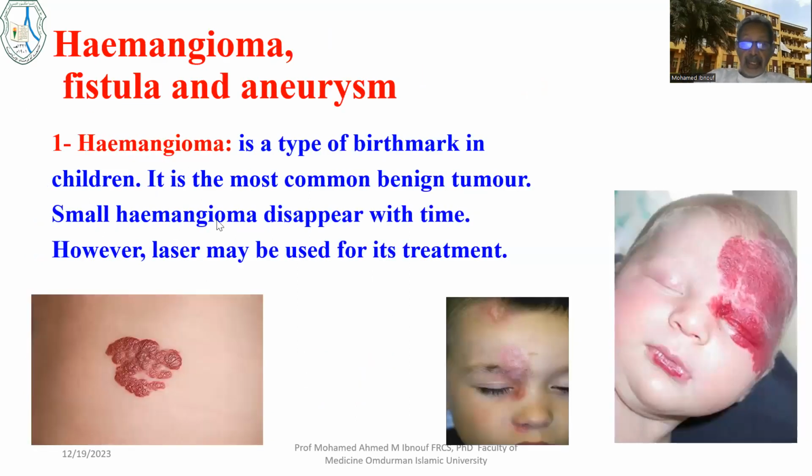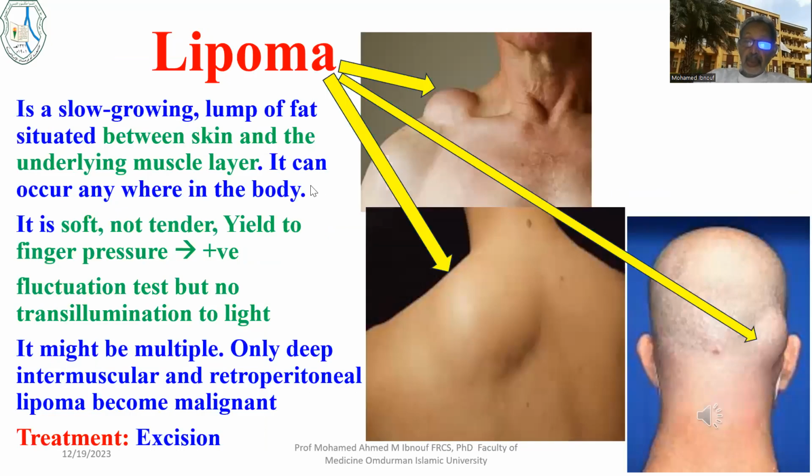In the skin itself, we can find lesions like this here in this baby, also here. This is a birthmark of a hemangioma. It is a tuft of capillaries. If it is small, it might disappear with time, but if it is big, probably laser can be used for treatment.